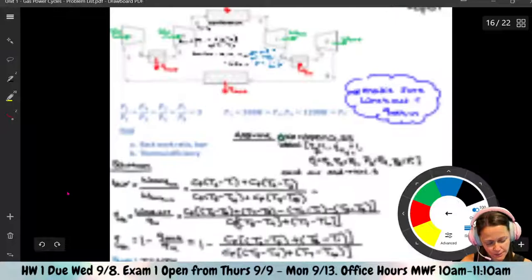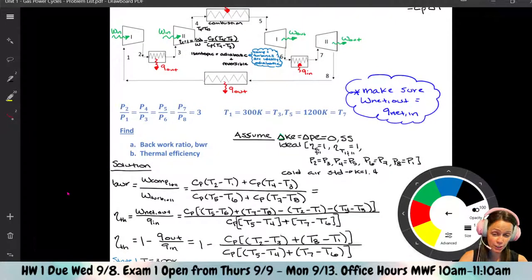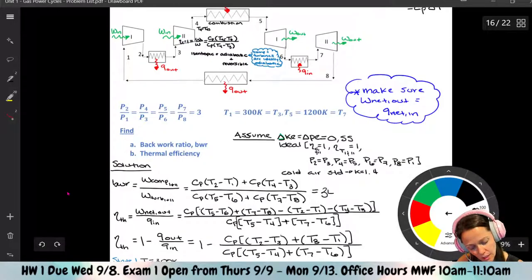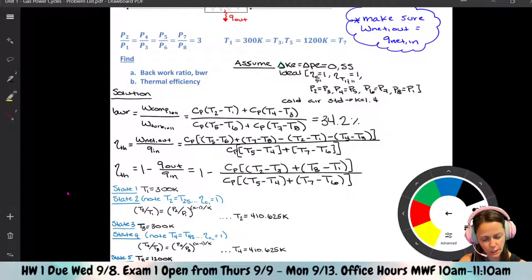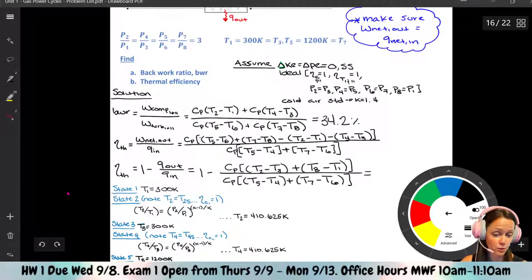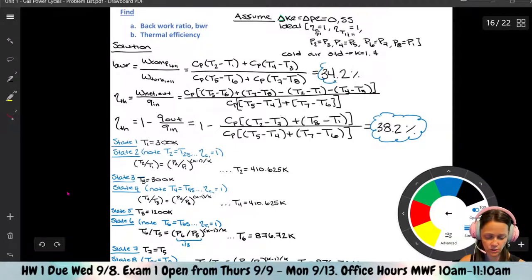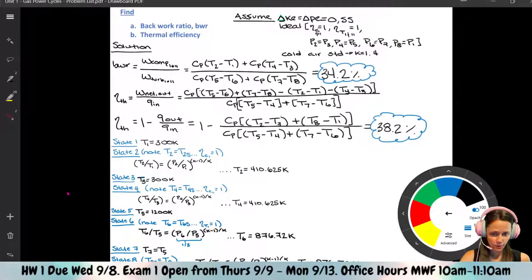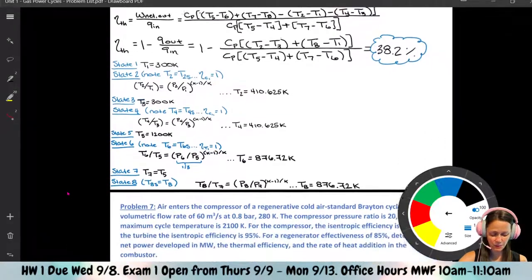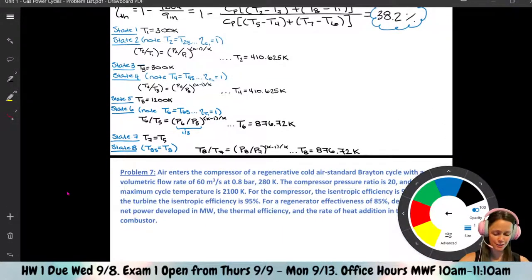All right, and I do have some numbers here for the back work ratio. For the back work ratio, I've got 34.2%. You'll calculate 0.342, obviously not 34.2. And then for my thermal efficiency, you'll get 0.382 or 38.2%. A happy little blue bubble around each of those, so we're happy with what we got there. Okay. So I will keep on going, but once again, feel completely free to interrupt me if you would like.